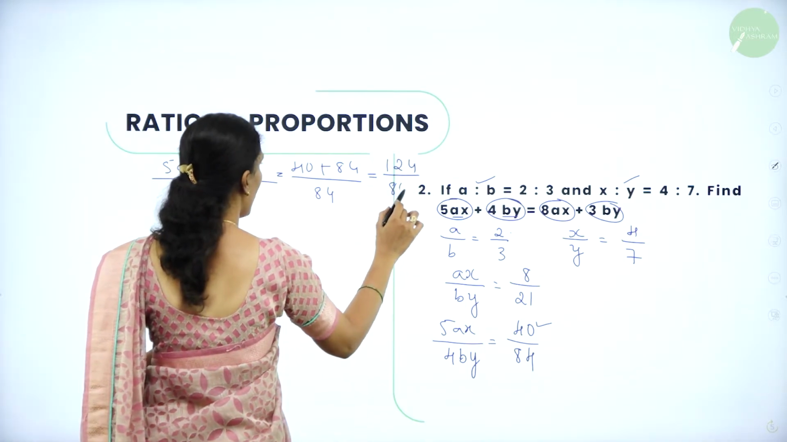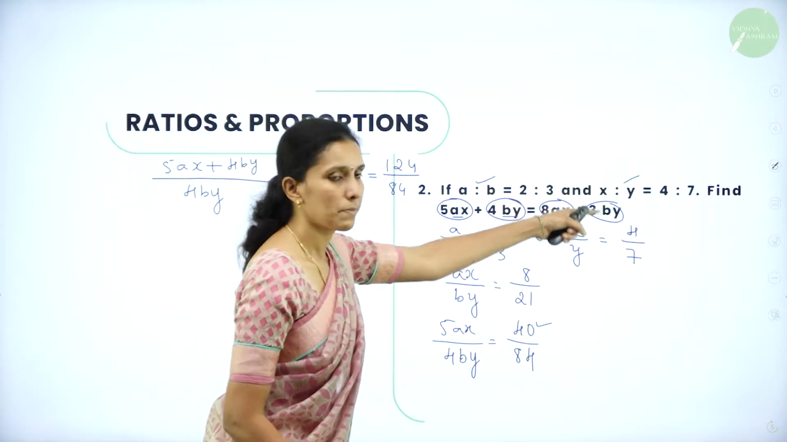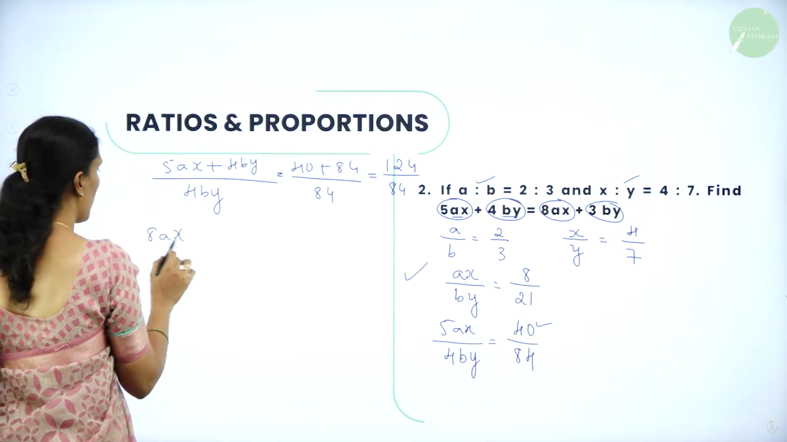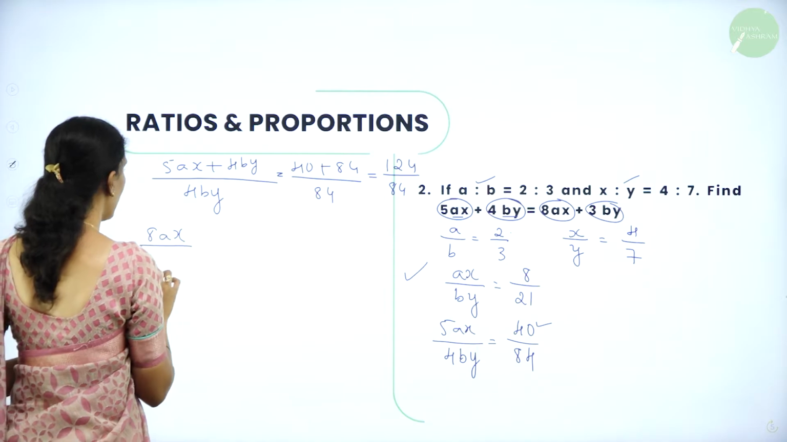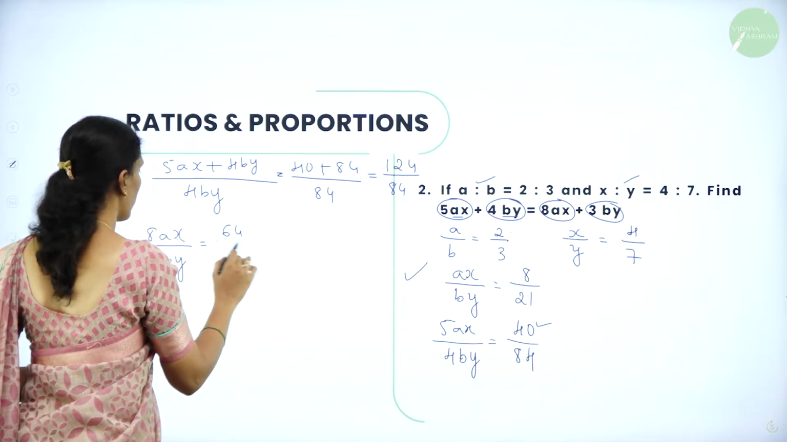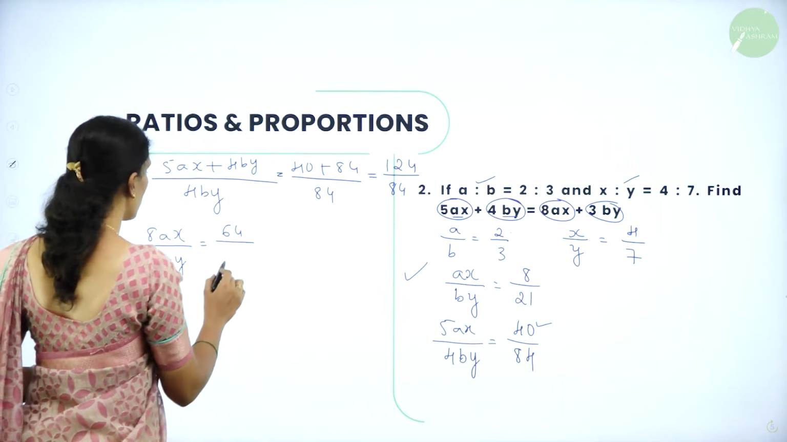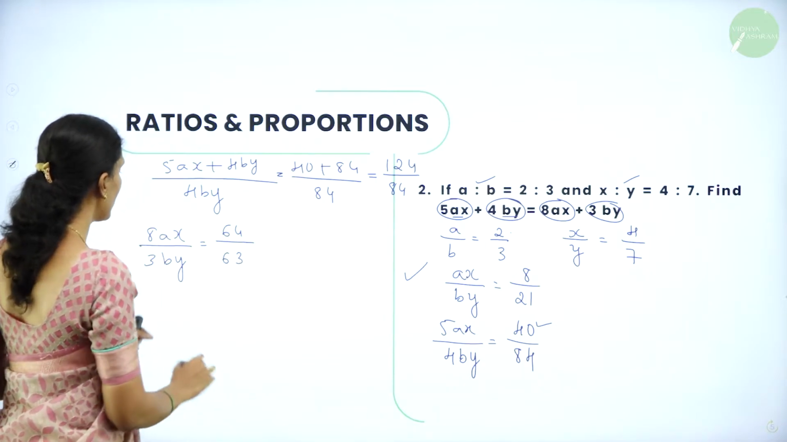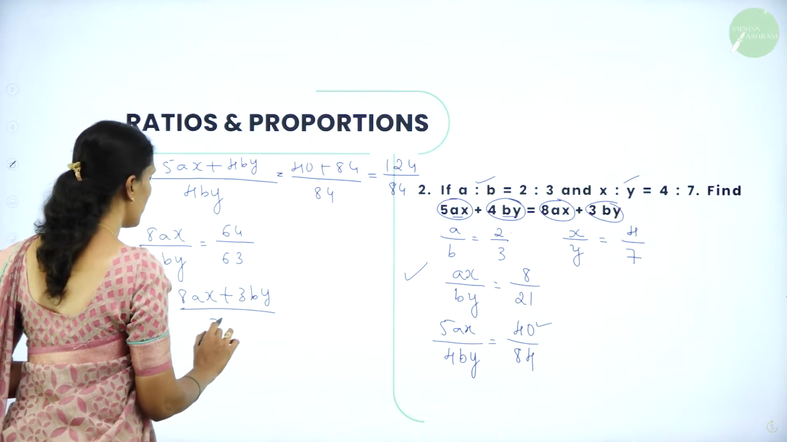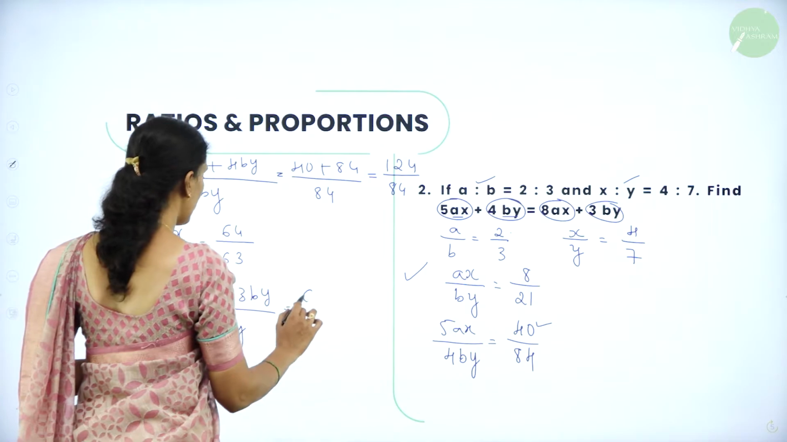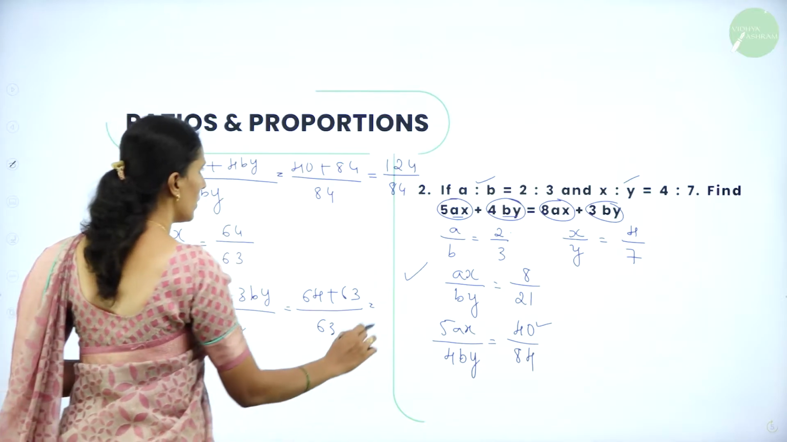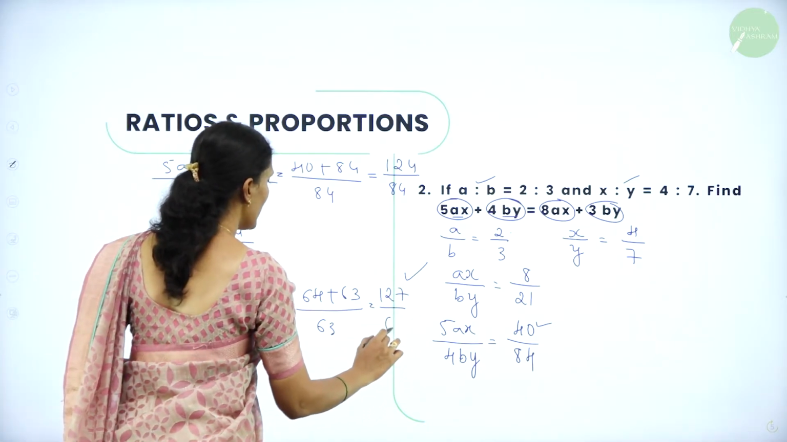124 divided by 84. Next, I need 8ax plus 3by. Consider the same equation. So let me take 8ax plus 3by divided by 3by. So ax means 8, 8 8s are 64. By means 21, 21 into 3 is 63. So now I need 8ax plus 3by whole divided by 3by. So this is 64 plus 63 divided by 63, which is equal to 127 divided by 63.